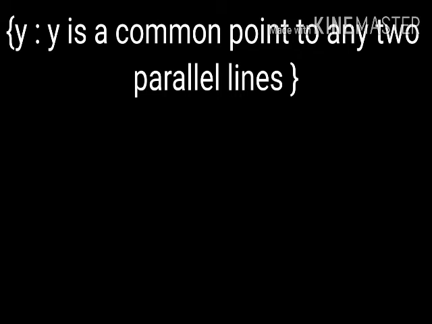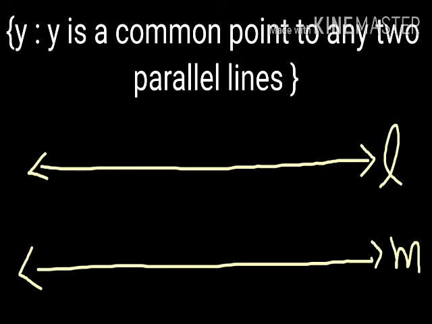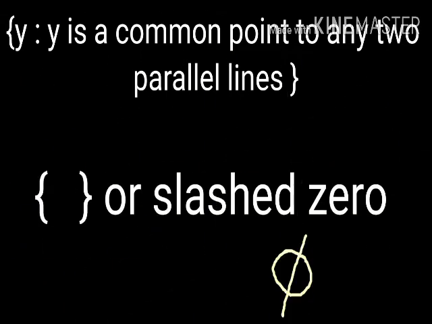Look at the example. Set of all y such that y is a common point to any two parallel lines. See, we have two parallel lines L and M. And we know that parallel lines never intersect each other. So, is there any common point to these parallel lines? No. So, in this case, there is no common point to any two parallel lines, and therefore this set contains no elements, and therefore it is an empty set.